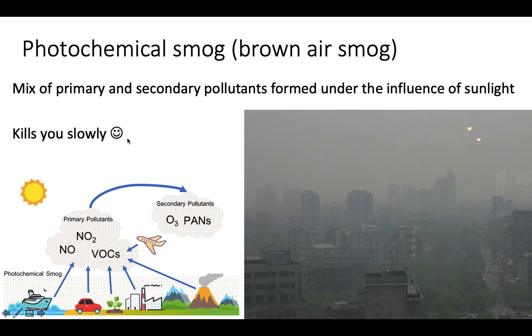This will kill you very slowly, whereas industrial smog will kill you pretty quickly. This is a nice little graphic that summarizes pretty much everything you need to know. You've got primary pollutants like nitrogen oxides and VOCs that make up some components of smog, but then some of these will react, like NO2 and VOCs. They will react in the presence of sunlight to form secondary pollutants like ozone.